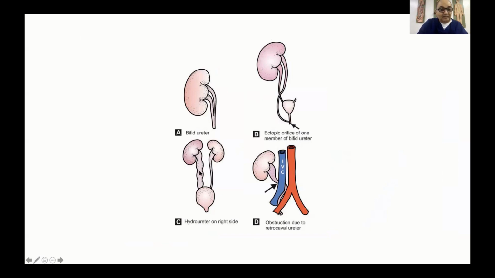So this is a dilated ureter. This is a normal kidney, and this is hydronephrosis, hydroureter. And look at it. This was the one we were looking at behind, the retrocaval. So see that the ureter is going behind the inferior vena cava. So this was the situation.